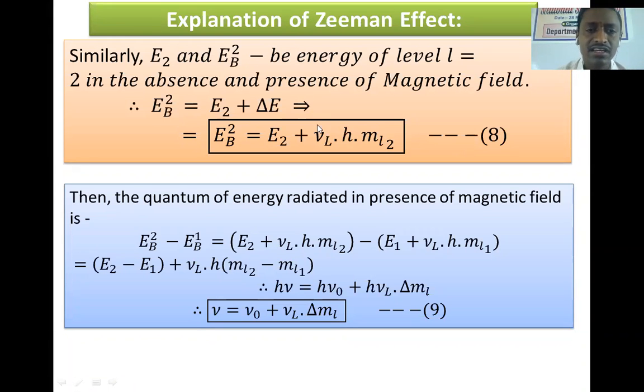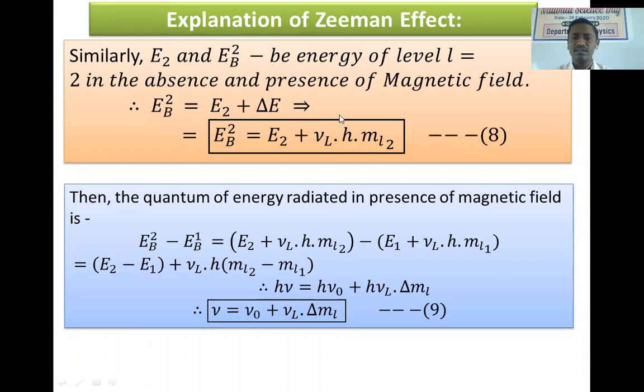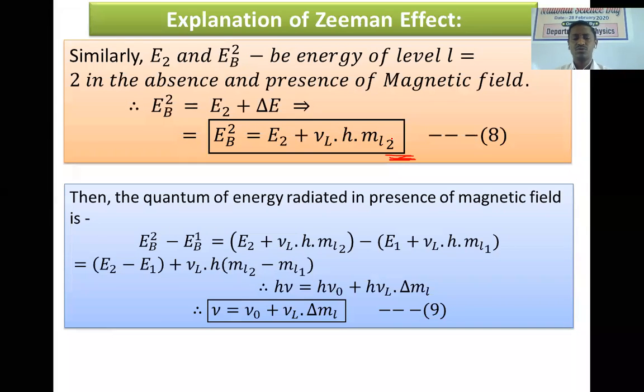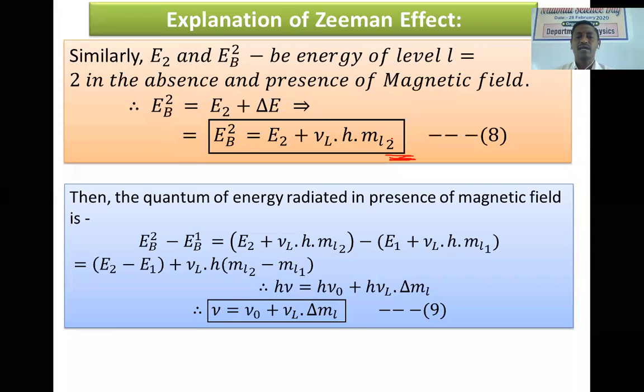Similarly, we can write here EB2 equal to E2 plus delta E. Here EB2 equal to E2 plus nu L H ml2. In the previous equation, we have written ml1. Now for this case, just to separate the two states, we will put 1 and 2 as a suffix. So equations 7 and 8 are nearly the same. Both these equations will give you the value of energy possessed by both levels after placing in a magnetic field.